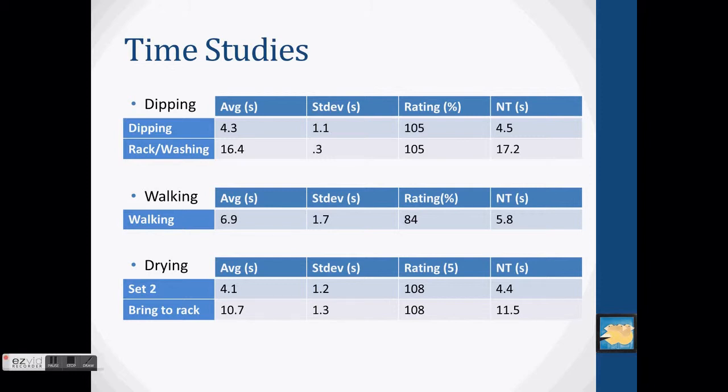For drying the tiles, setting two tiles at a time has a normal time of 4.4 seconds, while bringing the tiles to the rack has a normal time of 11.5 seconds.